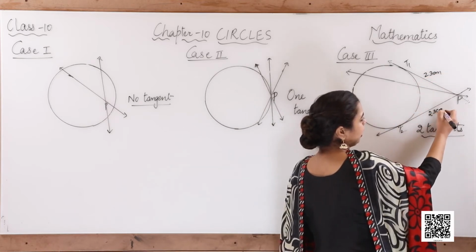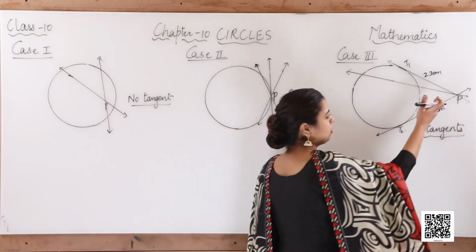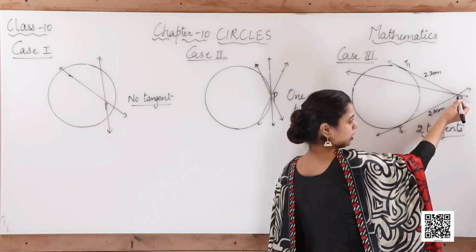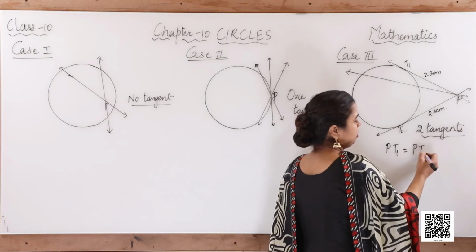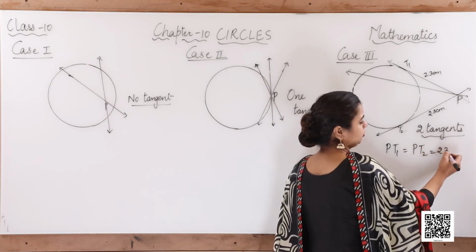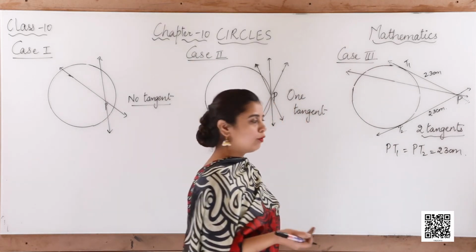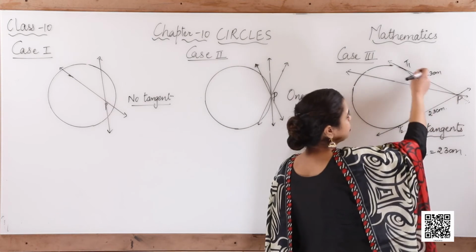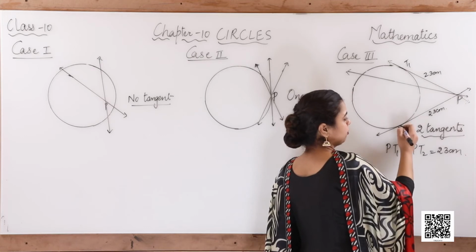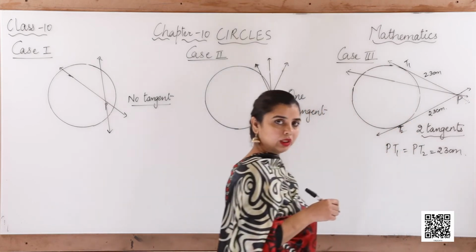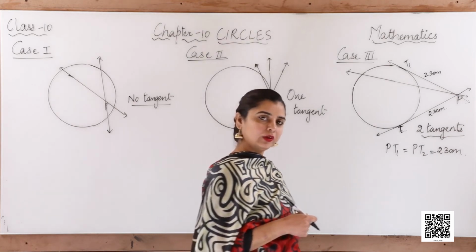So children, I have this very good observation, that very nice observation, that the segments of the tangents from the external point to the point of contact are equal. Right? So if we have two tangents drawn from the external point and we measure the segment from the external point to the point of contact, for both the tangents they are equal. So is it true for all the tangents? Let us try with the help of a theorem.